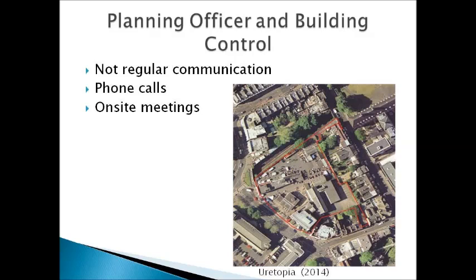The planning officer and building control can be contacted by phone to arrange on-site meetings with the main contractor when the defective works have been rectified so they can sign this off.